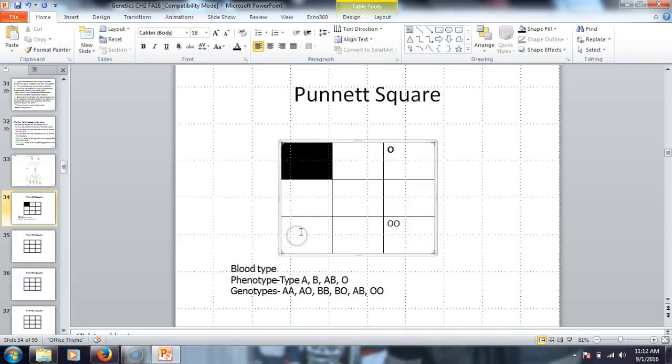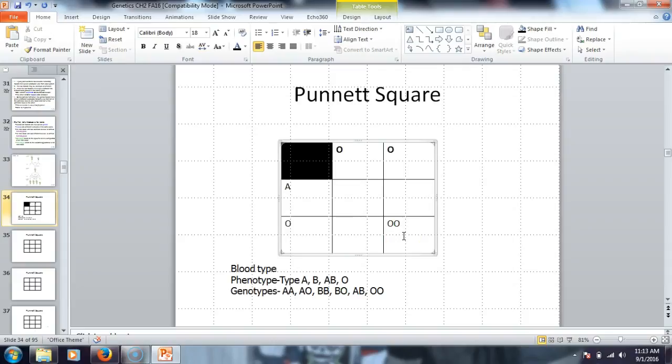O and O. Okay. My dad was O positive, right? So I can put him up here at the top. So he's definitely like me, OO. My mom is A. But we know that she's not homozygous, right? She's heterozygous because she had to have an O to give to me to make me O.